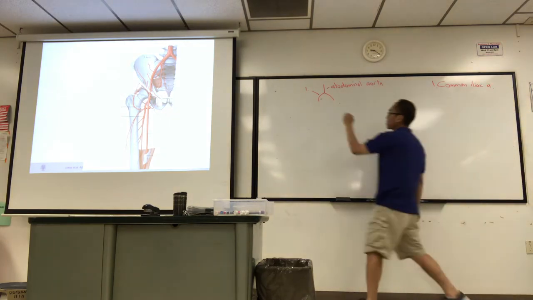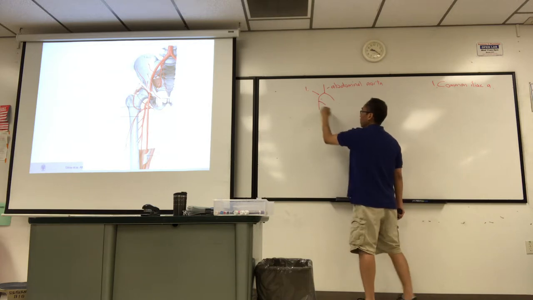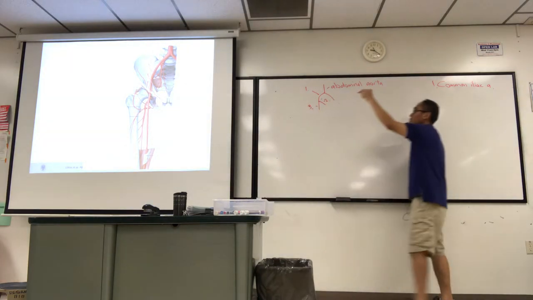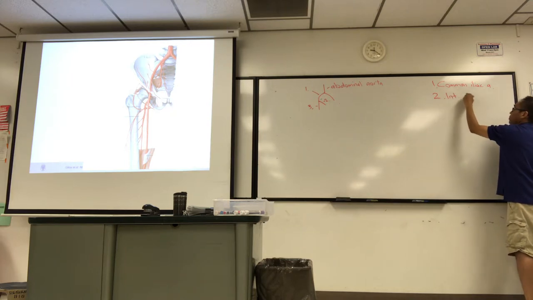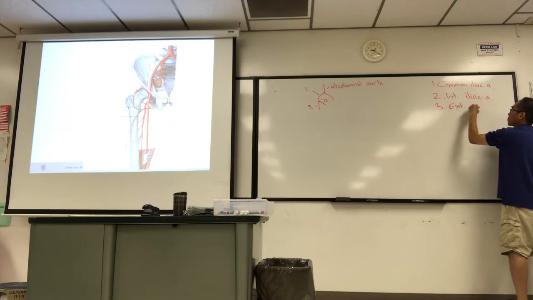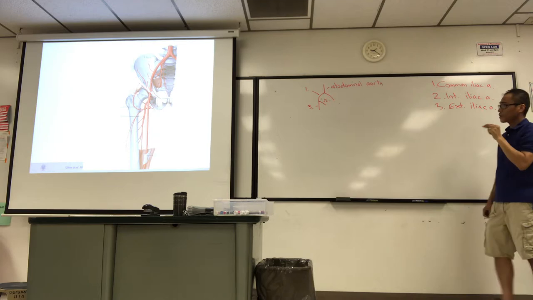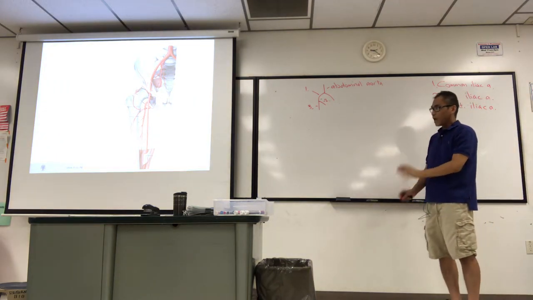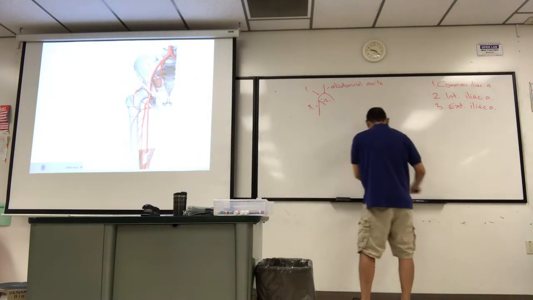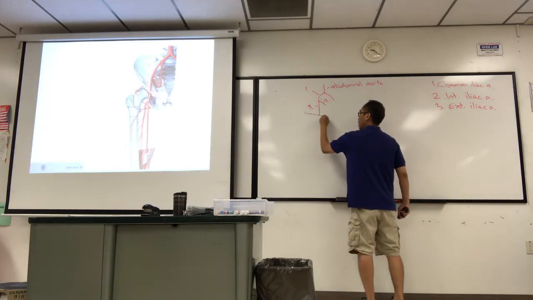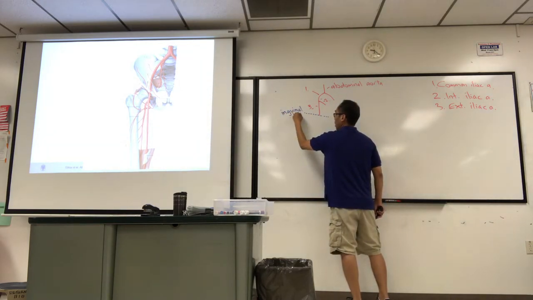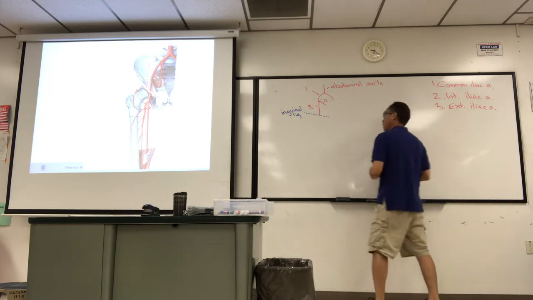Then the common iliac will branch into the internal and the external iliac. The internal iliac artery. The confusing thing is the name changes, not the artery. The external iliac will continue on, go out of the pelvis, and cross our landmark. Which ligament? Inguinal. And it continues on as femoral.